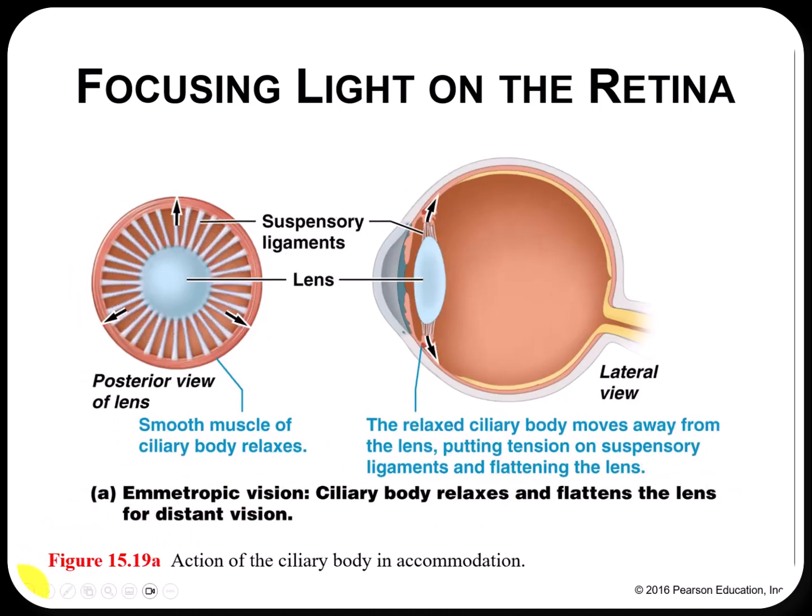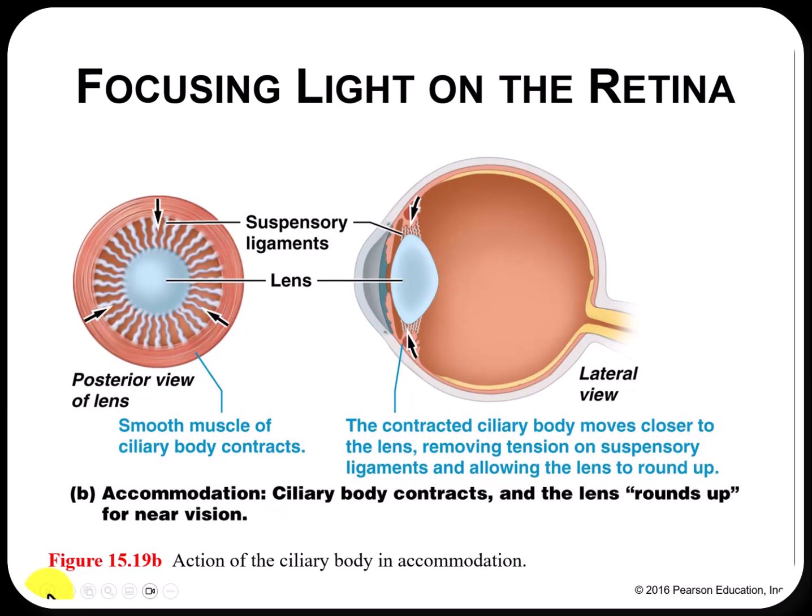And so let's flip back and forth so you can see how it's flattened when it relaxes, and then it is rounded up when it contracts for near vision. That contracted ciliary body moves closer to the lens, removing the tension on the suspensory ligaments and allowing the lens to round up. So that is how the fine-tuning of the lens is accomplished, via the ciliary smooth muscles and the suspensory ligaments.